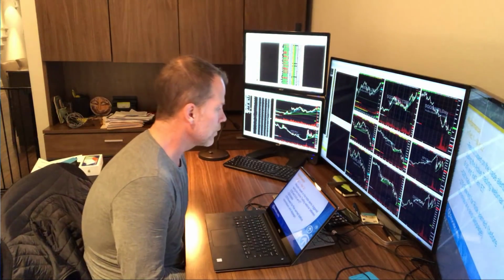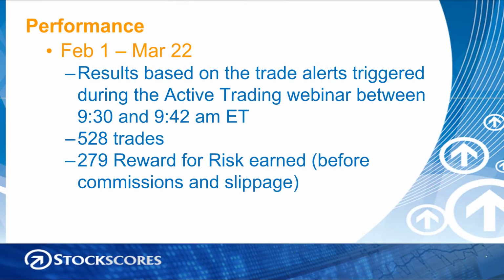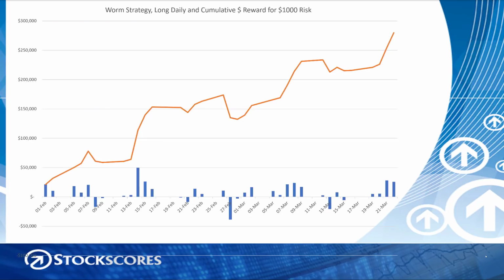Well, in the course of this test period, I had a 279 reward for risk earned in total. So if I'm risking $1,000 per trade, that's a total profit of $279,000. If I'm risking $100 a trade, which of course takes less capital, well then my risk reward earned was $27,900. Now that's before slippage and commission, which tends to be about a 10% drawdown on that overall profitability.